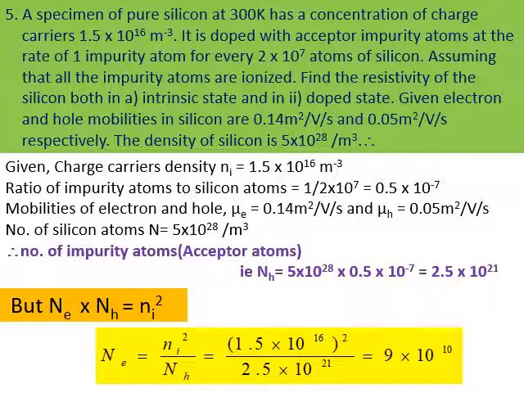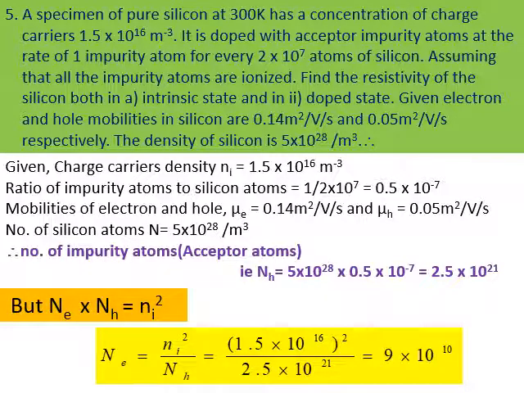Given electron and hole mobilities in silicon are 0.14 meter square per volt per second and 0.05 meter square per volt per second respectively. The density of the silicon is 5 × 10⁻28 per meter cube. Now in this problem, the intrinsic charge carrier density is given as 1.5 × 10⁻16 per meter cube.